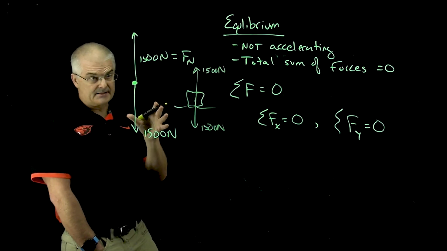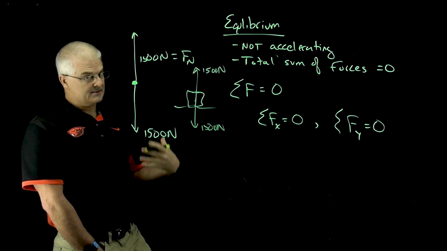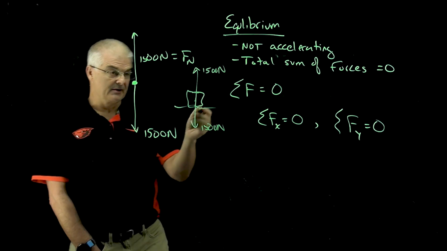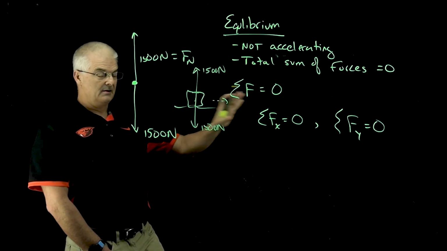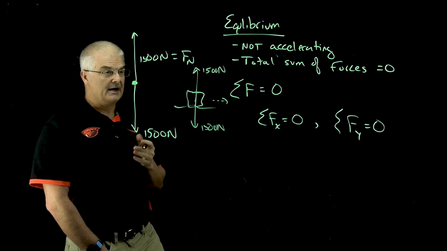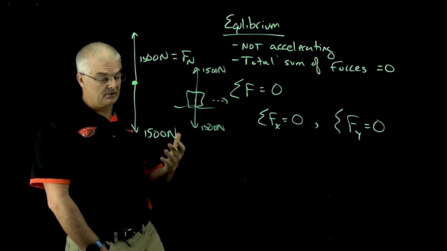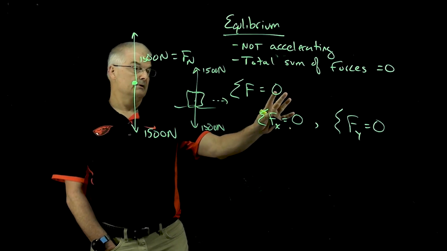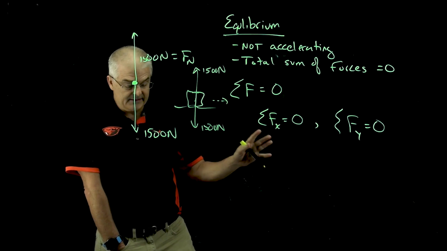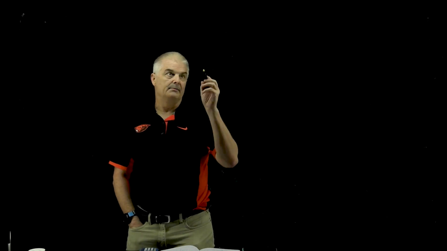Now, when I say not accelerating, something could be moving with constant velocity. That's not accelerating. So this object could actually be moving to the right, possibly, but it's not accelerating. Remember, forces cause acceleration. They don't cause velocity. All right. Now, this looks relatively easy, but it can get complex. So let's do a bit more of a difficult problem.